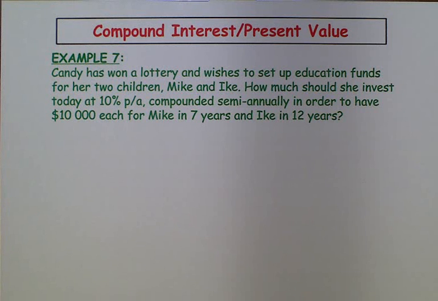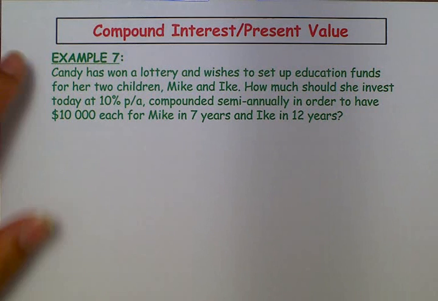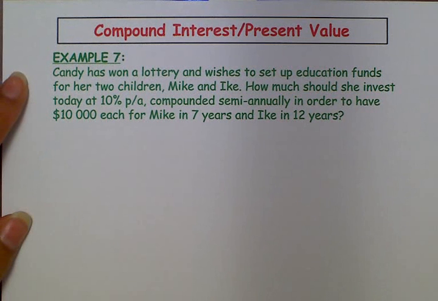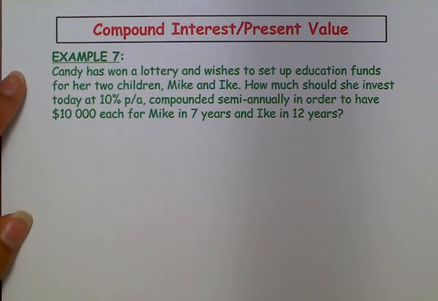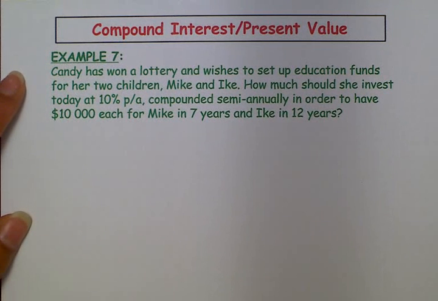We're going to determine first of all whether it's a compound interest or present value question again. And so it says, Candy has won a lottery and wishes to set up education funds for her two children, Mike and Ike. If you know the Candy, you know what I'm talking about. How much should she invest today at 10% per annum, compounded semi-annually, in order to have $10,000 each for Mike in 7 years and Ike in 12 years?